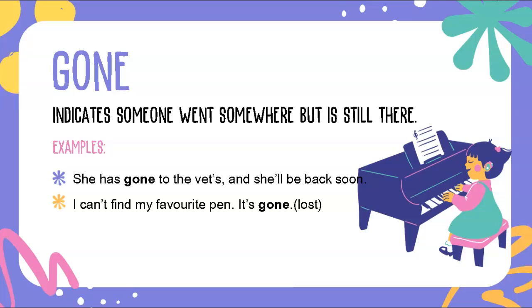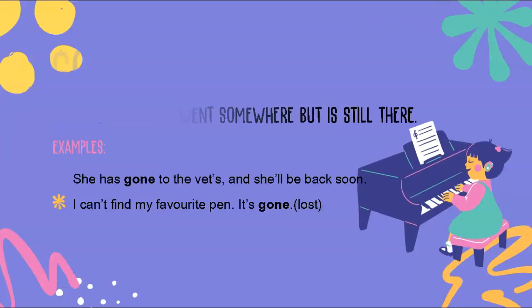For example, if you say she has gone to the wets, she'll be back soon. When you say she'll be back soon, that means she's still in the wets, and so she went to the wets, but she hasn't come back yet. Or it is used with the meaning of lost. For example, if you say is gone, that means is lost.